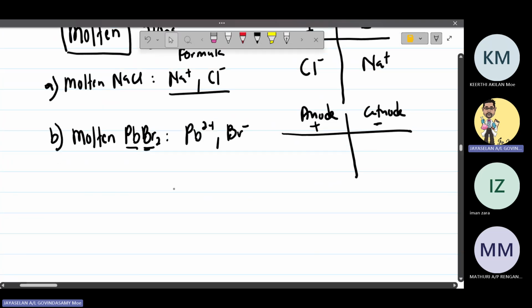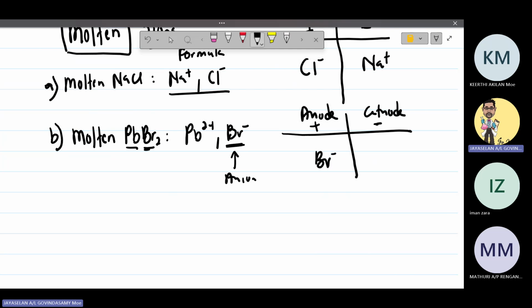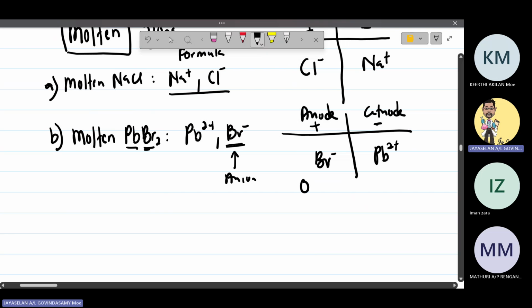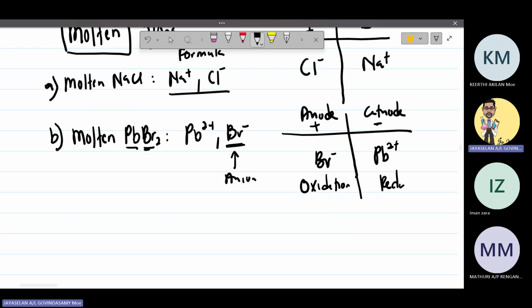After you do this, you move the ions to the anode and cathode. Anode attracts anion, which is the negative ion, so you put the negative ion here. Cathode attracts cation, Pb2 positive. Anode undergoes oxidation. Cathode undergoes reduction. Do all of you understand? This we do together, you don't need to memorise it.